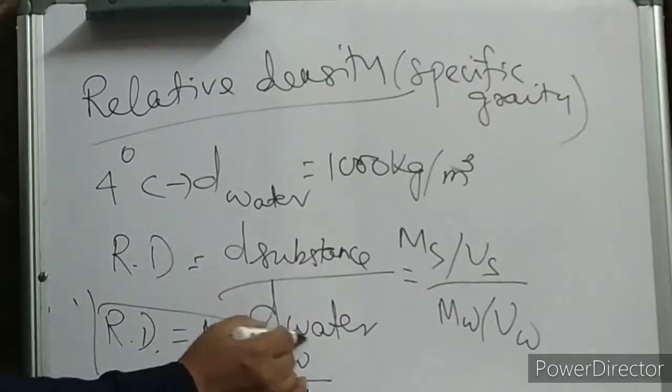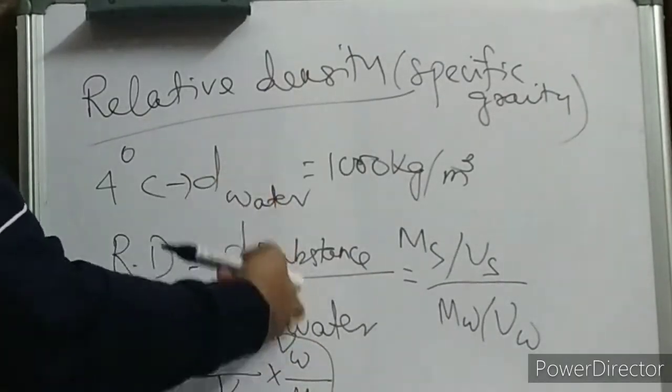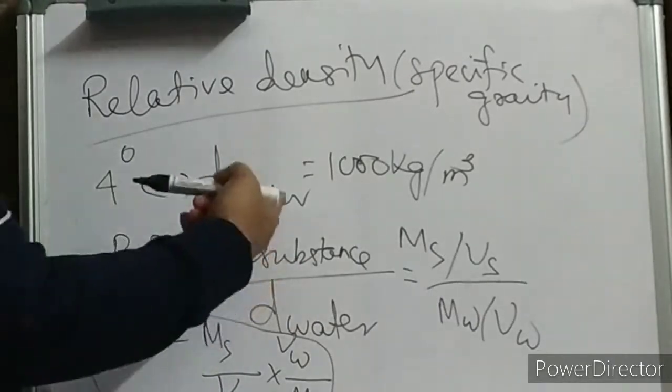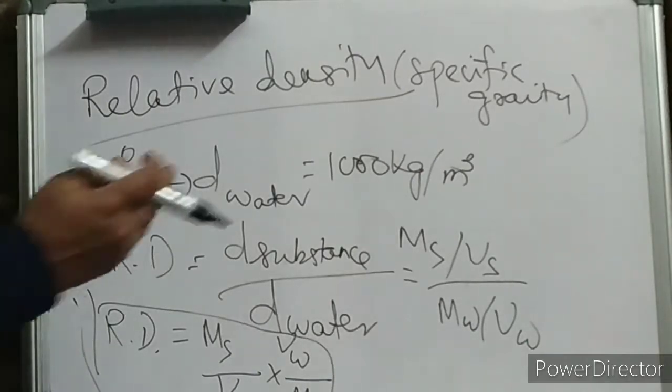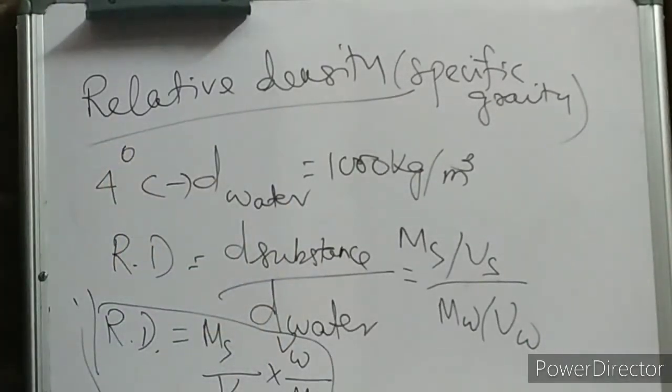As you can see, relative density is nothing but the ratio of two densities. Then what is the unit of relative density? No unit, because you are dividing the same quantity. So relative density has no unit. Then what exactly is this relative density helping us to understand? Why are we taking so much pain to read this relative density? How is it going to help us?